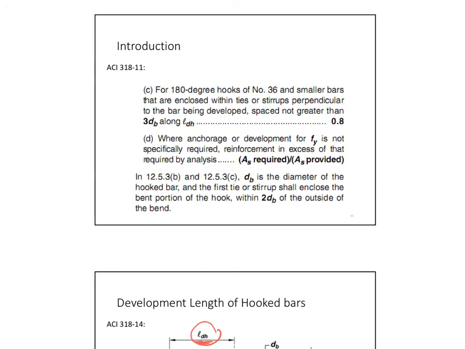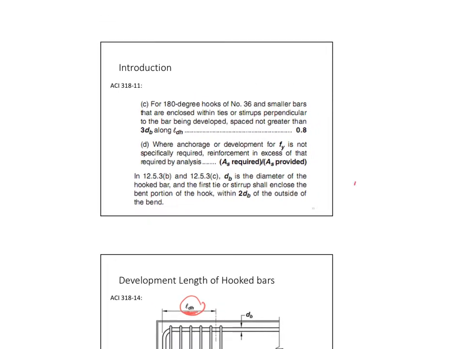Now, an important part that we need to know: if you want to develop the full capacity of the bar, you have to use the full LDH or full LD length. If you are going to have less stress, in case you know that the stress will go less, then your AS required, remember what's AS required? AS required is up to failure. I can reduce LD with a factor called AS required divided by AS provided.